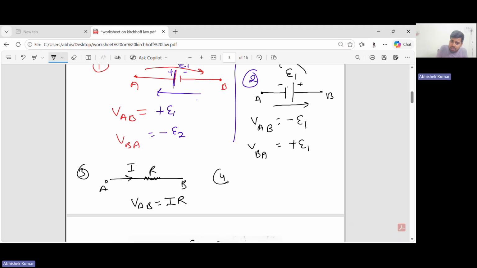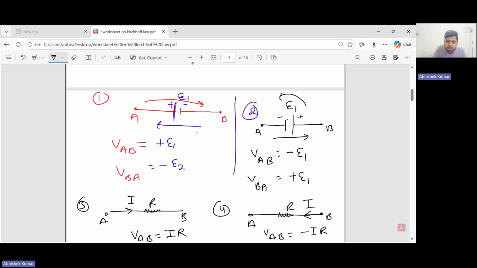Now the fourth case. Suppose the same potential is there. Here the resistance is R. This is B and this is A. Now the current is moving from B to A and you are going from A to B. In this case, what will come? It will come minus IR. I hope it is clear to all.